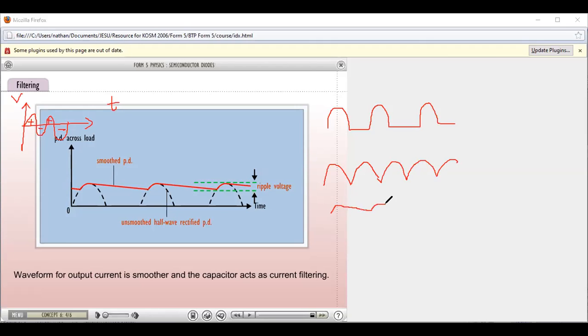When you draw, it looks like a wave. So it's much smoother. So the function of the capacitor is to smoothen the voltage. The diode is only to convert AC to DC, or to allow current to flow in one direction. So this is what the diode is all about.